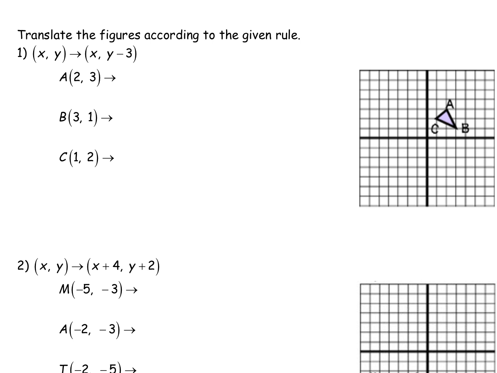What am I doing to each thing? What does this rule say I'm going to do? What am I doing to x? Does x change or is x staying the same? It's staying the same because I'm not adding anything to x, right? So my x value is going to stay exactly the same. What am I doing to my y value? I'm subtracting 3 from it. So I'm going to take each one of my points and do this to it. My x stays the same.